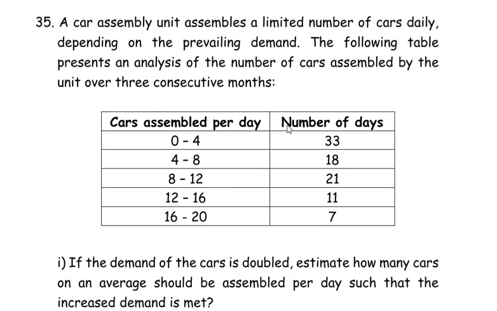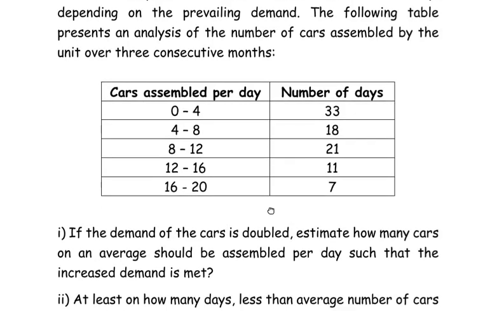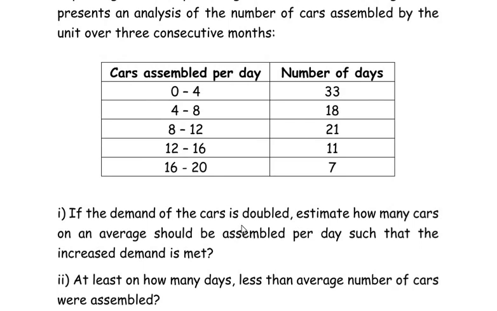There is a car assembly unit or car assembling company which is working for 3 consecutive months, that is 3 continuous months, and it works in such a way that 0 to 4 cars are assembled per day for continuous 33 days. Now 4 to 8 cars are assembled for the next 18 days, and so on. So the first sub question is, if the demand for cars gets doubled, so this is important, demand of the cars is doubled, we have to estimate how many cars on an average should be assembled per day. So wherever the word average comes, that means we have to find out the mean.